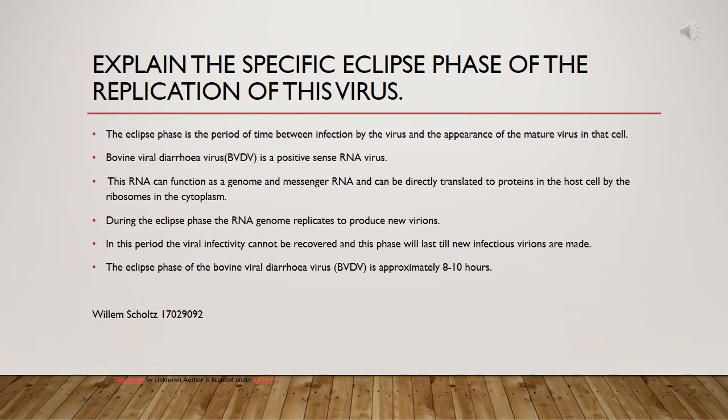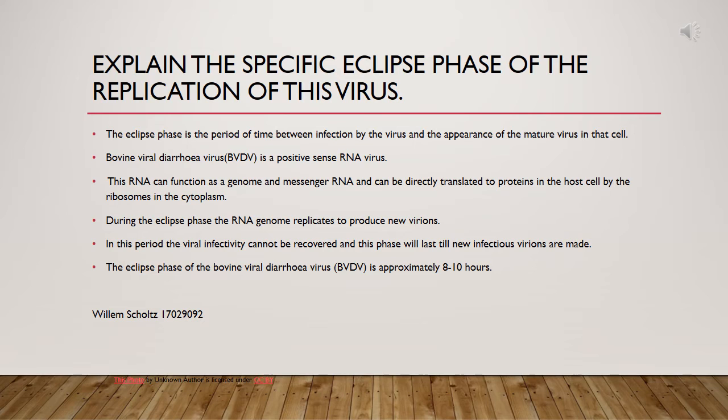Hello, my name is Willem. My question was, explain the specific eclipse phase of the replication of this virus. The eclipse phase is the period of time between the infection by the virus and the appearance of the mature virus in that cell. Bovine viral diarrhea virus is a positive sense RNA virus.